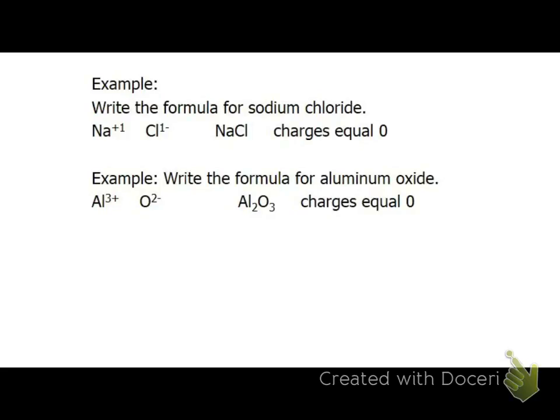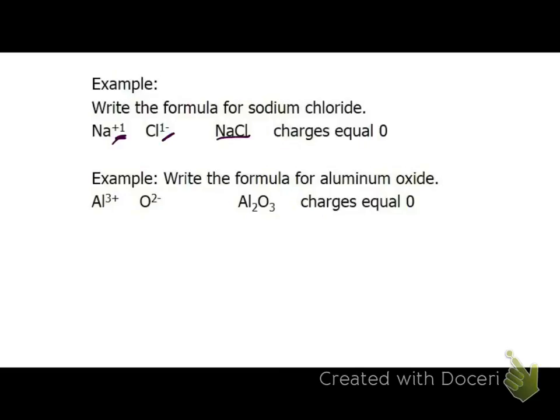Remember, we want our charges to be equal to 0, so our positives and our negatives have to be the same. So in this case, I had sodium, which is a group 1 metal, and it's got a +1, and then chlorine has a -1. And so we're going to put those together as NaCl because they're already balancing themselves out, and their charges are equal to 0.